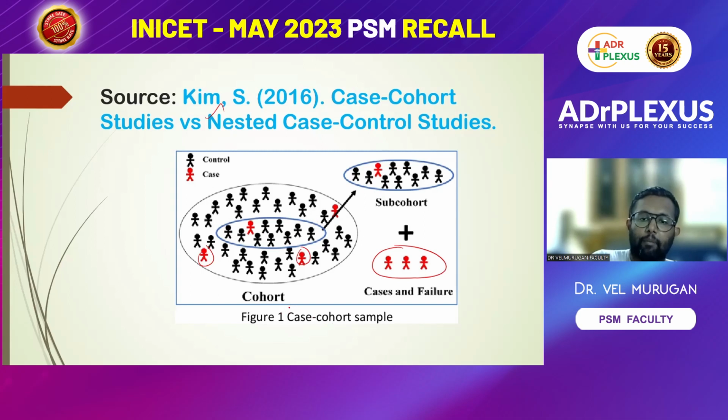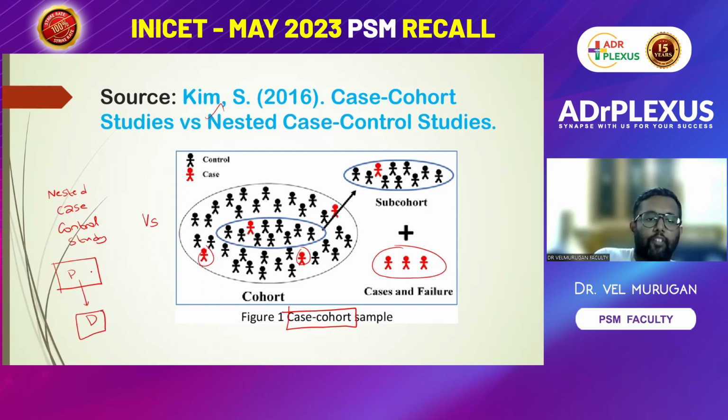Okay, this is a diagram of a case cohort. I actually wanted to show you the diagram of a nested case control study. So what we are doing: we take a population. From the population, we take the diseased. For the diseased, we take the controls from the same population. This is the diagram for a nested case control study.